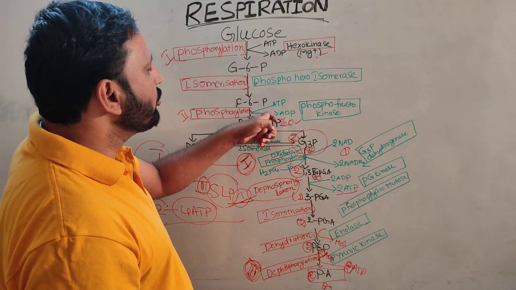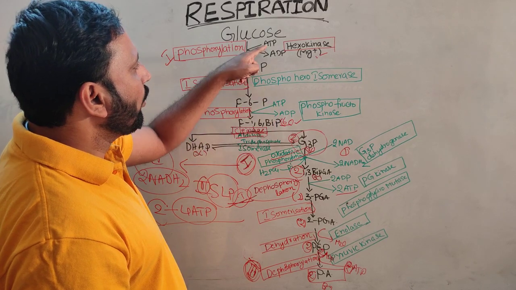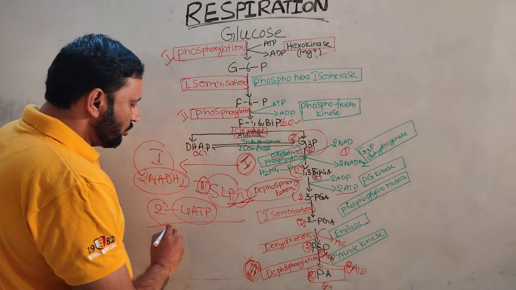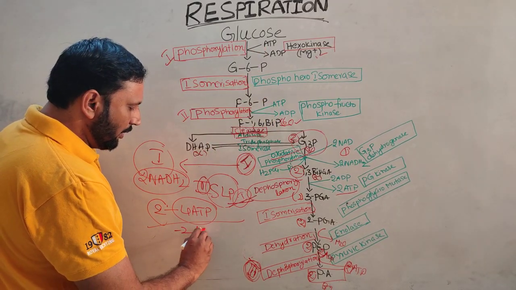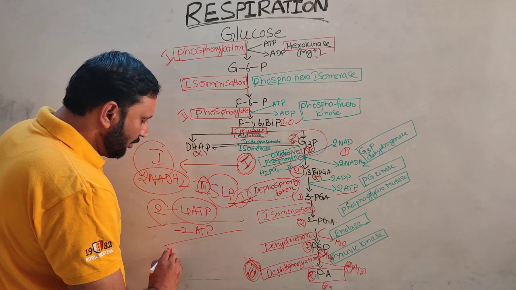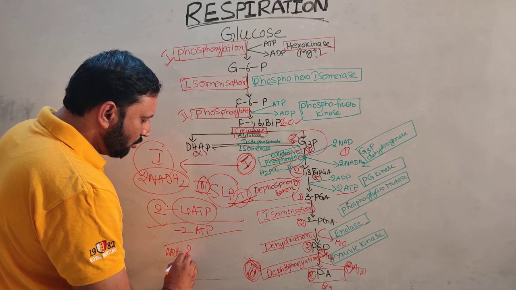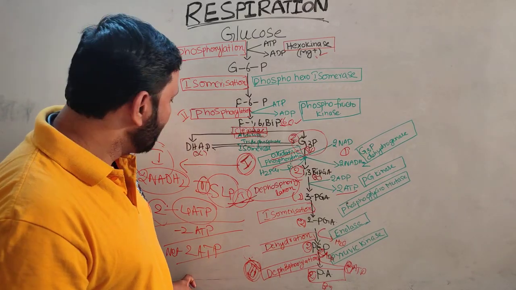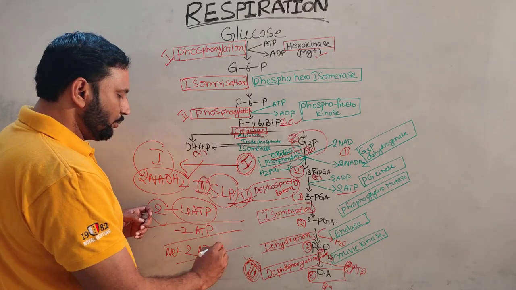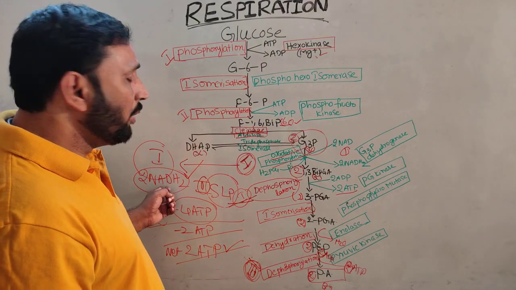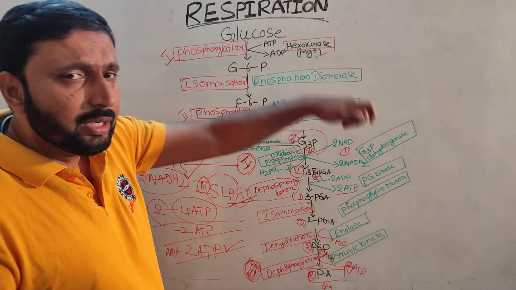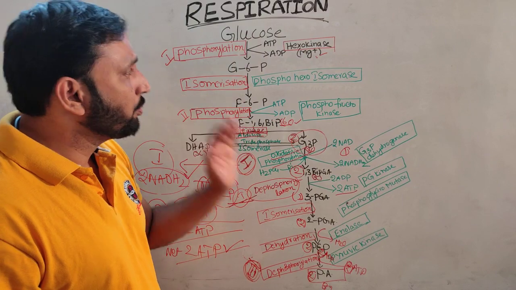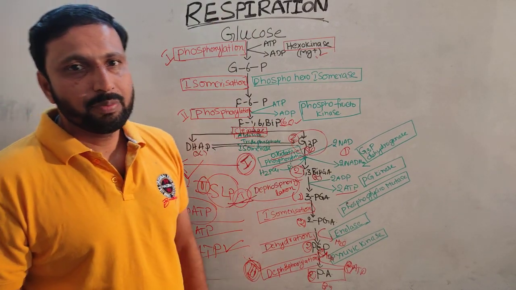How many ATPs are consumed? Two ATPs. Here one, two ATP. So minus two ATP. Finally, net, when you take 4 minus 2, 2 ATP result: 2 ATP and 2 NADH2. Even these 2 NADH2 are also converted into ATP in mitochondria. That is the next process. So this is the glycolysis process.